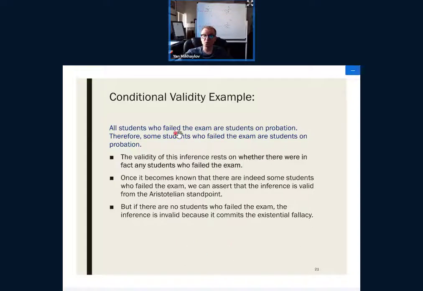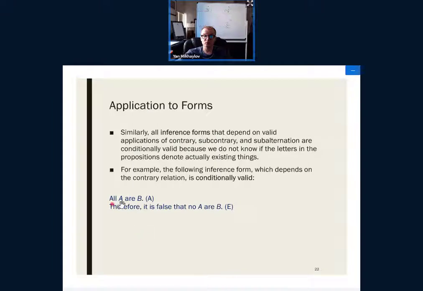In cases when you don't have anything there, like instead of students or whatever, you just have A and B, and obviously A and B can stand for anything, that will always be conditionally valid. So all A are B, therefore it is false that no A are B is conditionally valid. What is the condition? The condition that A exists. And once you know what A is, you can determine, hopefully, its existence. And if you never know, then it will forever be just conditionally valid.